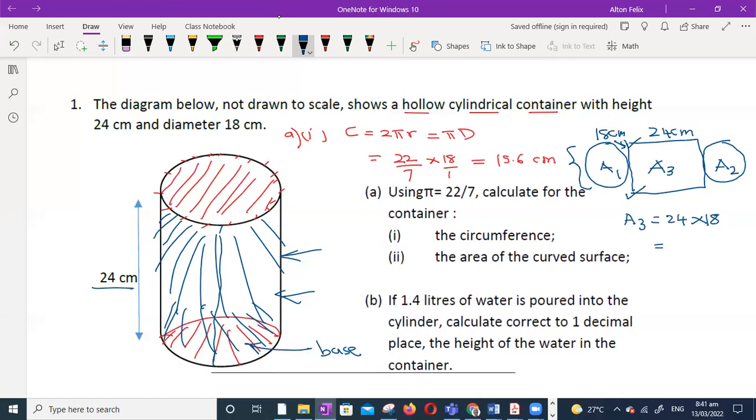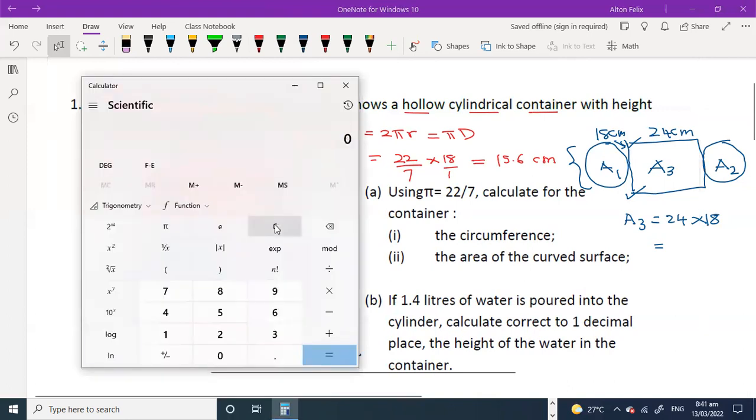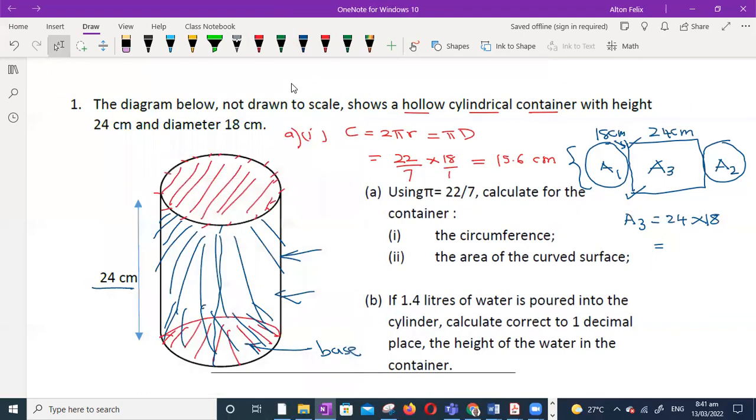So let's call back up that calculator. Right, so 24 by 18. Right, so that'll be 432 square centimeters. 432 centimeters square. Okay. Let's find area 1, which is the same as area 2.